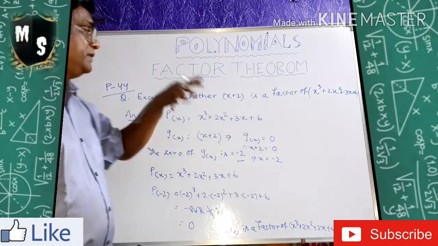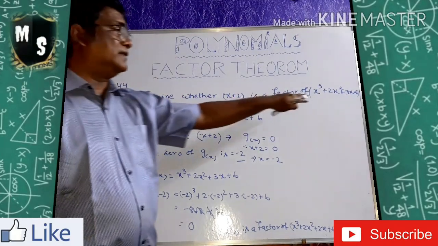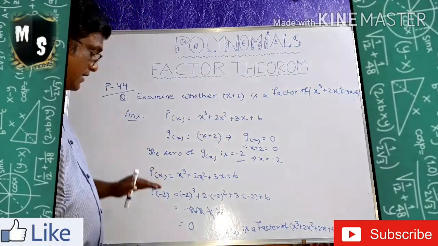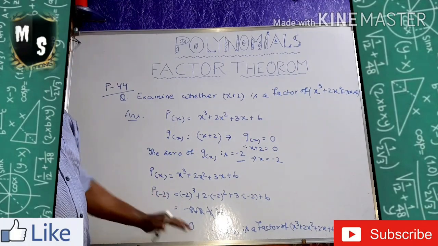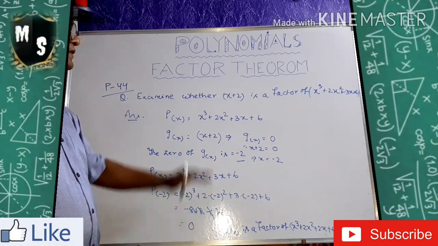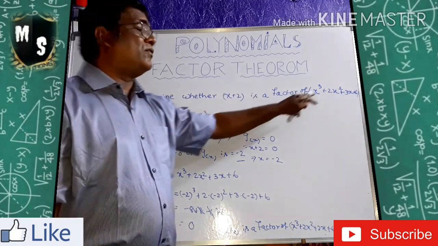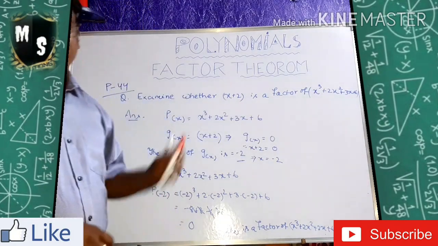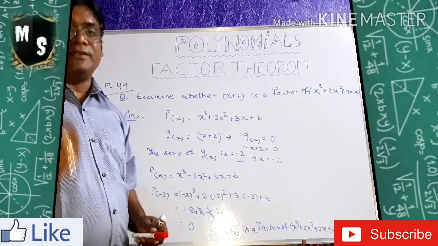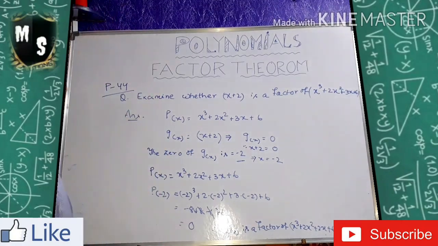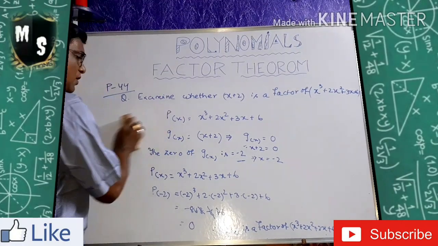Understood? That means I am taking it as G of x, I am taking it as P of x. So when I tried P of a equal to 0, it came P of a equal to 0. Then definitely x plus 2, the G of x polynomial, is a factor of P of x. I hope you understood this. Let's go for another sum. See how it should be done.